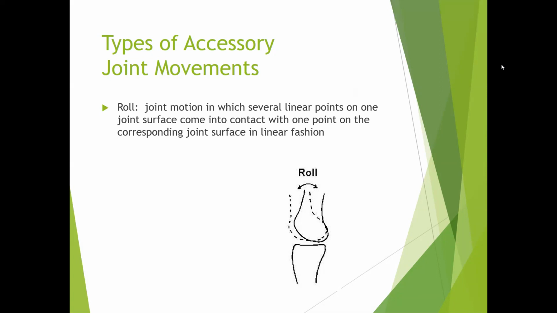All right, so roll. Don't overthink it. It's the joint motion in which several linear points on one joint surface come into contact with one point on the corresponding joint surface in linear fashion. So what in the world does that mean?